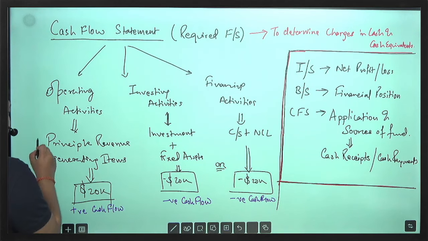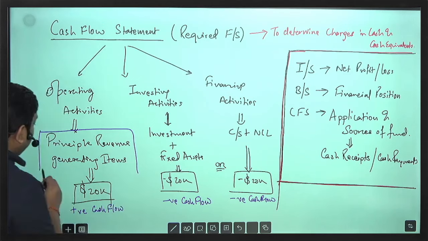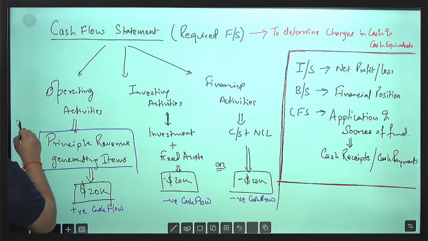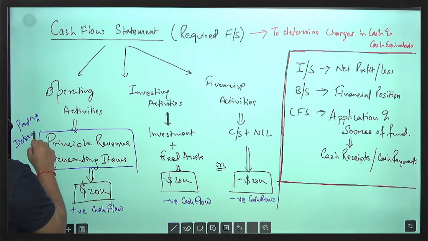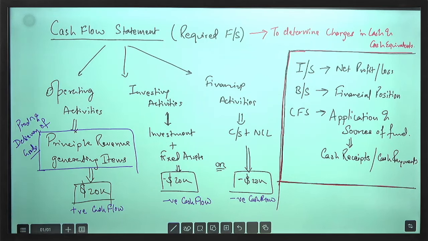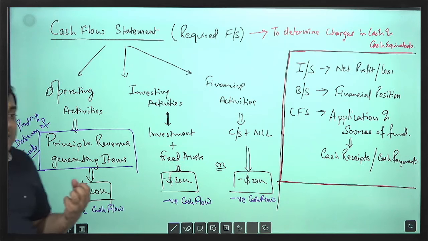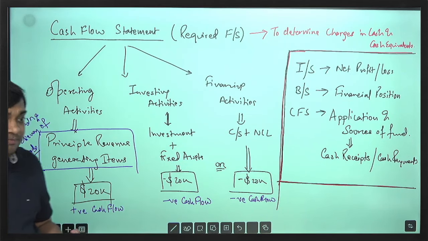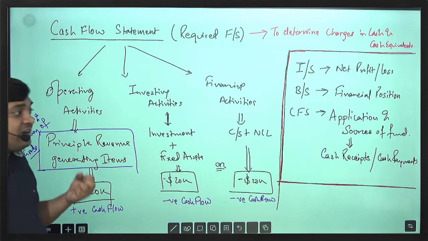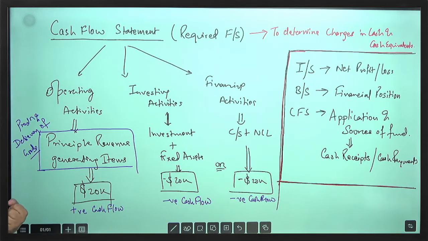So this is related to my production and selling of goods. This is related to production and delivery of goods, right? This is my principal revenue generating item. This is my bread and butter, right? This is my hard work which I am putting up. Like for a farmer, agricultural income will be his principal activity. Without this, I cannot survive. Any business cannot survive without this, right?